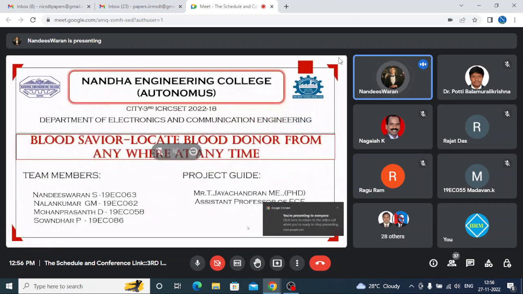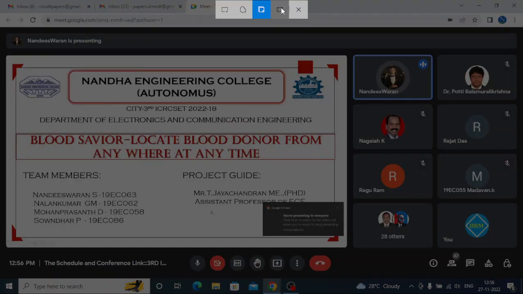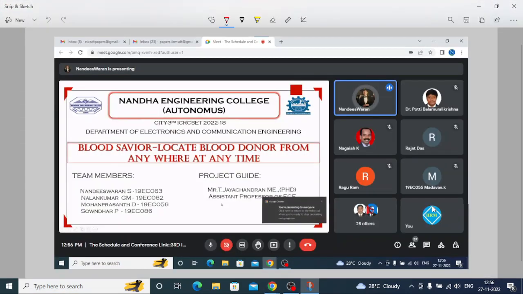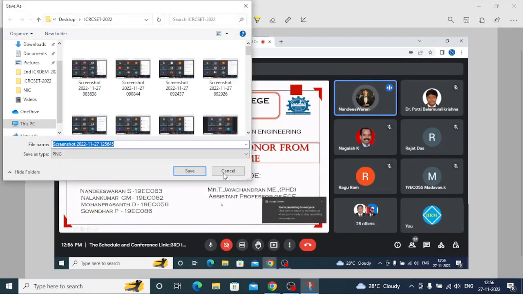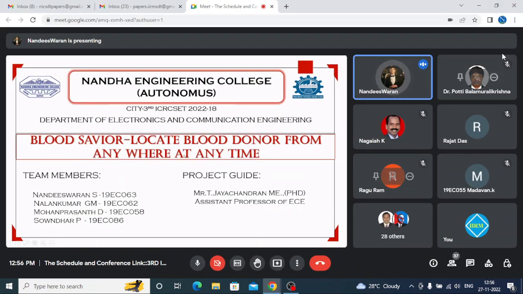Good afternoon to all. My name is Nadishwaran from Nandha Engineering College, Erode. I am studying BE in the branch of Electronics and Communication Engineering. Our project title is Let's locate the donor from anywhere at any time. We are a team of 4 members, Nalan Kumar, Mohan Prasad, and Soundar, and I am the team leader S. Nadishwaran. Our project guide is Mr. T. Jayachandran, the assistant professor of ECE.